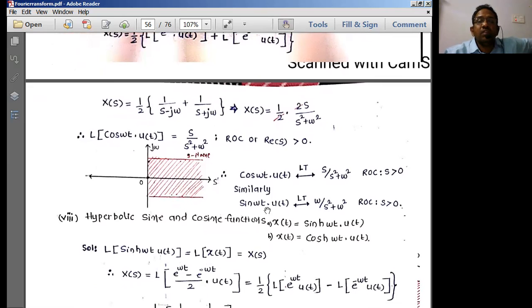Similarly for sin omega t, what do we get now? The same kind of equation, but with omega by s square plus omega square. The ROC is the same for the sine as well. So this is the representation we have.